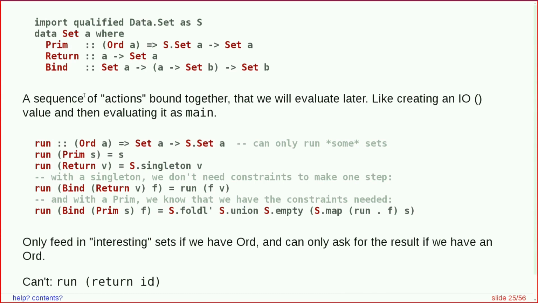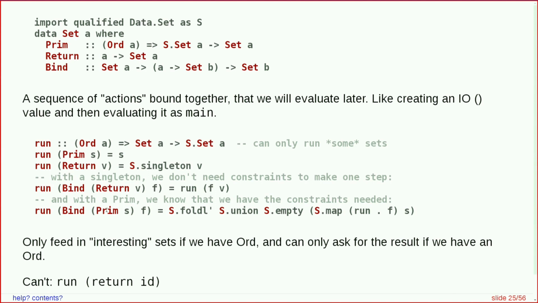So I can make a syntax tree which is describing how to build a set of functions, for example, but I can't actually run this evaluator function on it to evaluate it. So you have 4 cases for evaluating this. If you try and evaluate a primitive set, that's a set, that's fine, that's pretty trivial. If it's a singleton value, we can use the set singleton, and we know that singleton will work because we know we've got the Ord constraint.